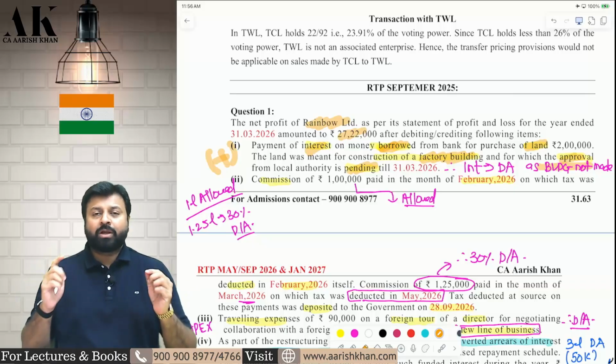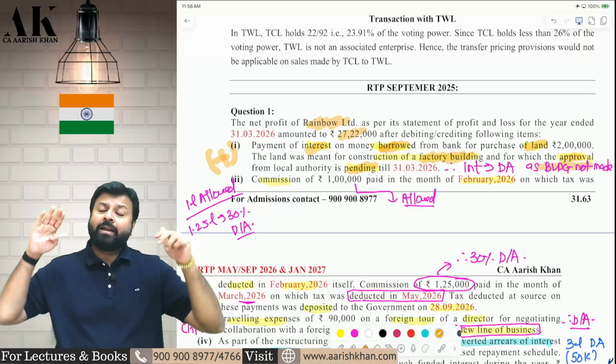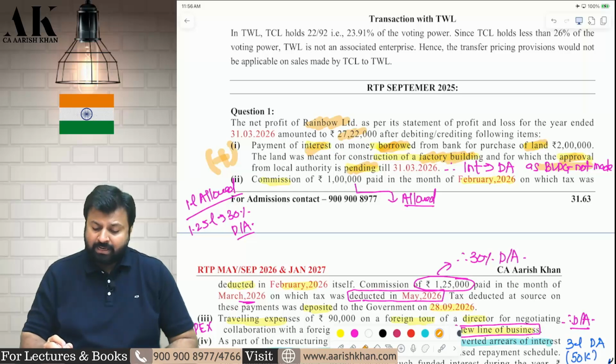So as of now, because the building is not ready and the approval is not received, you have to disallow this interest. You have to capitalize this interest. Whenever it is ready in the next year, at that time you can claim that as depreciation.